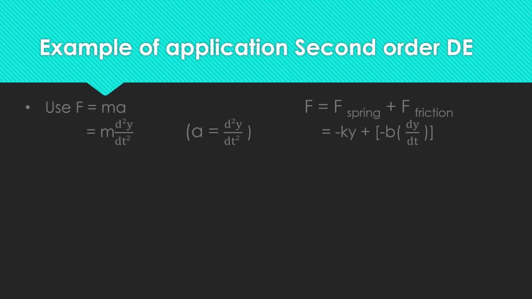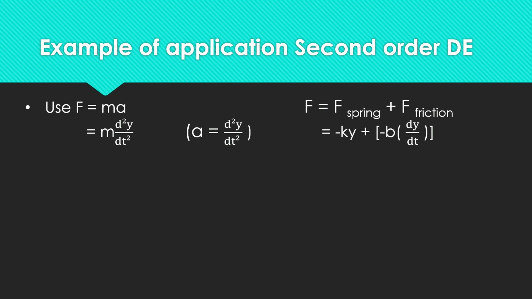By applying Newton's second law, we know that force equals mass times acceleration, and acceleration is the second derivative of displacement y with respect to time t. Thus, the formula obtained is F equal to ma, which can also be m times the second derivative of y.